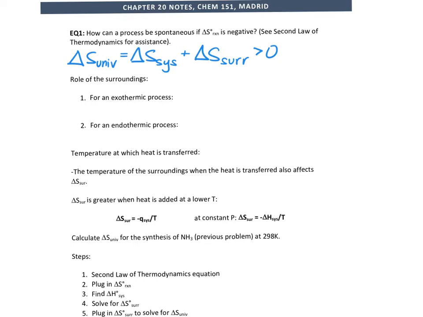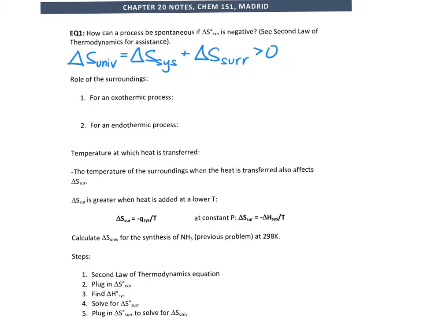All right, so hopefully you got to discuss just a little bit, and you wrote down the second law of thermodynamics, which states that the change in entropy of the universe is equivalent to the change in entropy of the system plus the change in entropy of the surroundings. For any real spontaneous process, that has to be greater than 0.